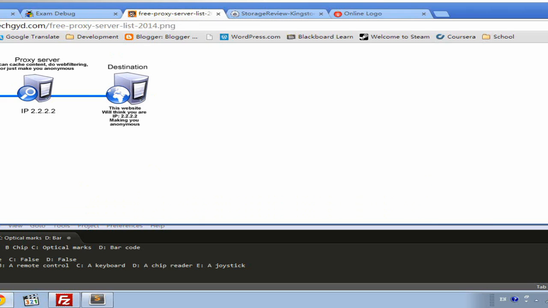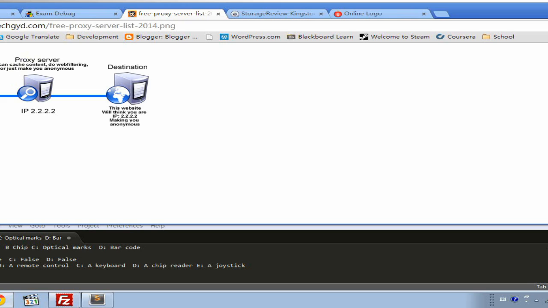So let's say, for example, I'm at my computer and I want to go to Google while I'm at the school. So what will happen is I will send a request and it won't go straight to Google. It will go to the proxy server. The proxy server will in turn go and request on my behalf to Google. Google will send the web page back to the proxy server, and then the proxy server will send the web page back to me. So why would we want to do something like that?